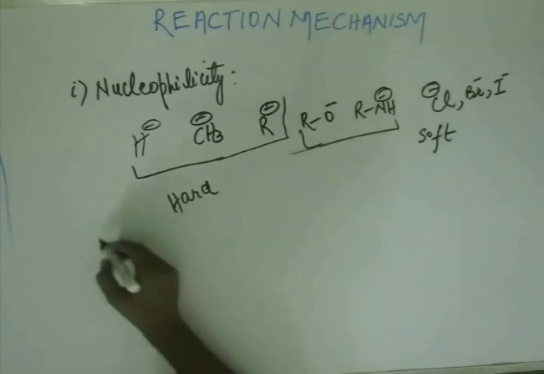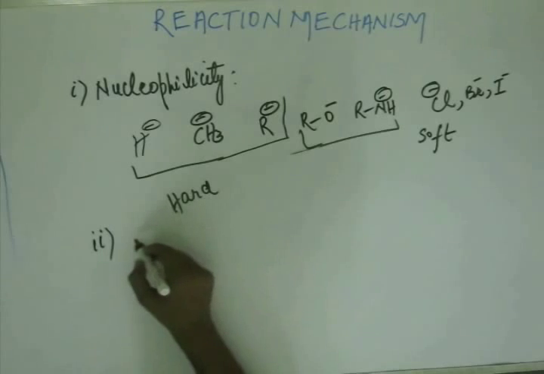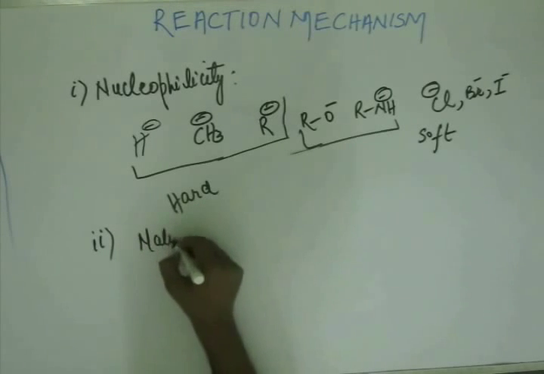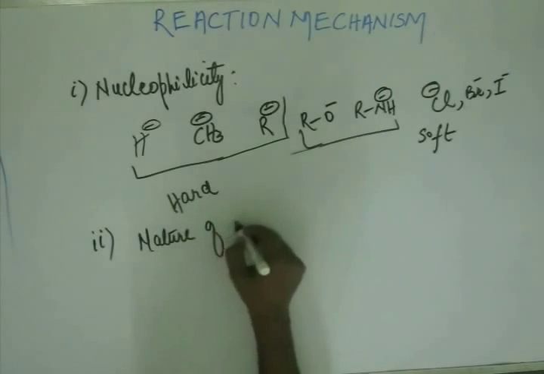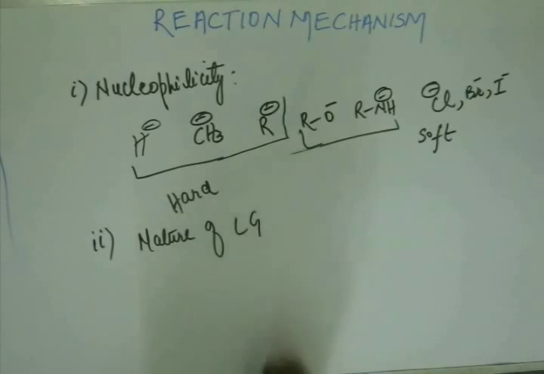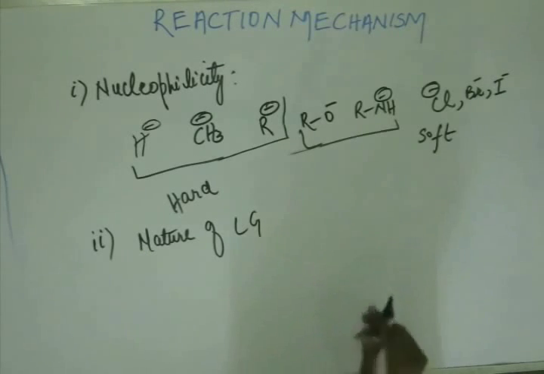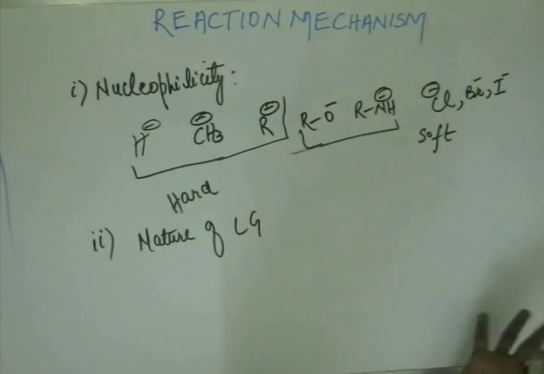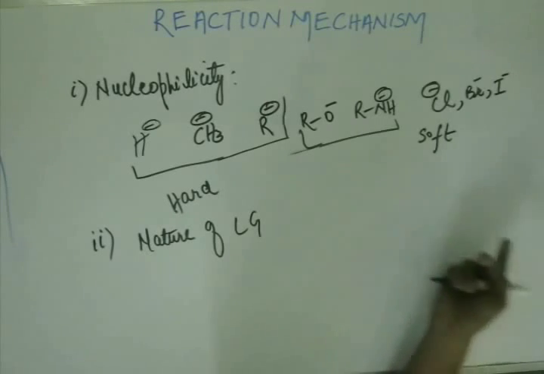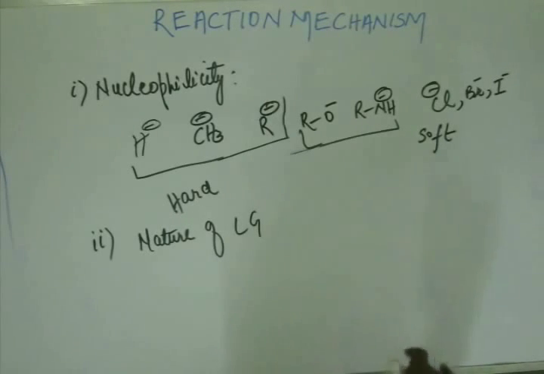Okay. The next factor that will govern the reaction is the nature of Lg. What is Lg? Lg is the leaving group. Remember? Lg is leaving group. Now you must have a very good picture of what this SN2 reaction is. Someone will come in and pour its electrons, and someone has to go off.